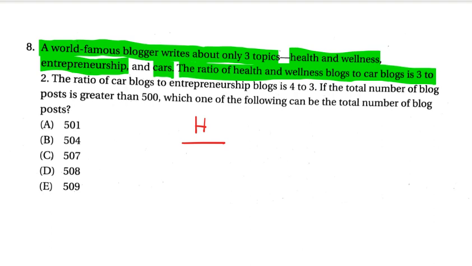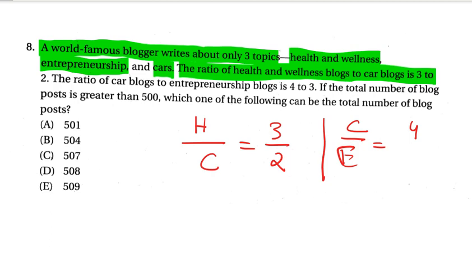One sec, let me select the pen. Yeah. H by C is equal to 3 by 2. Alright. And the next one, the ratio of the car blogs to entrepreneurship. So C by E is equal to 4 by 3.